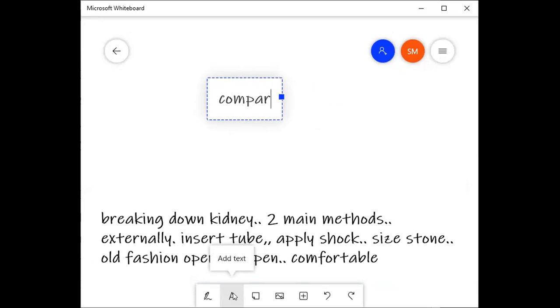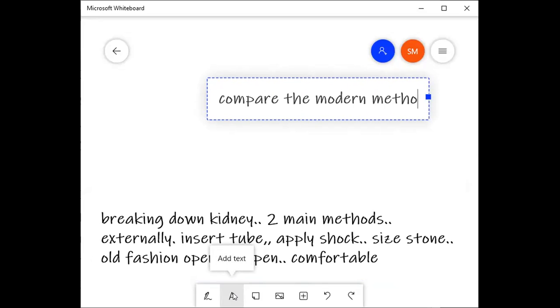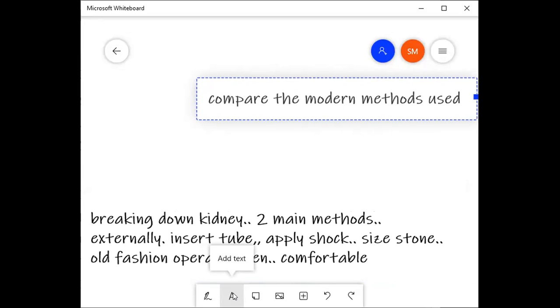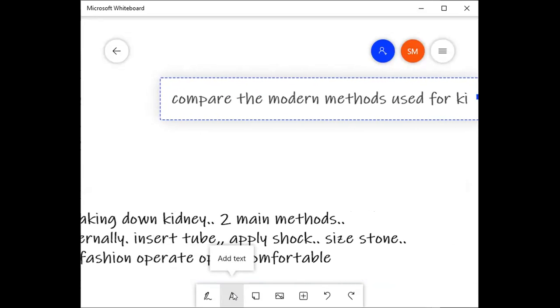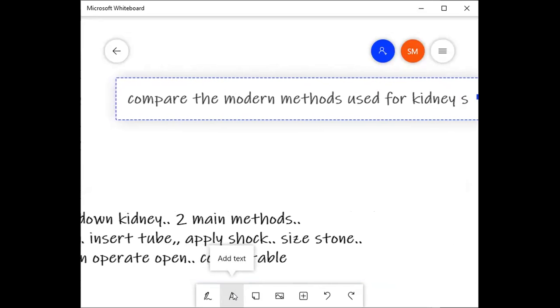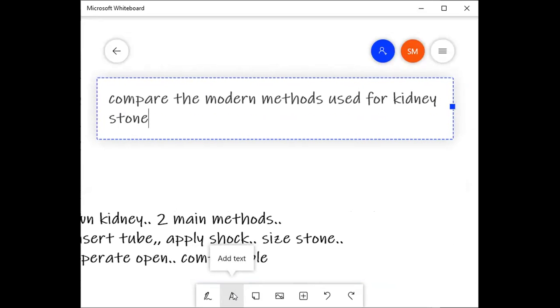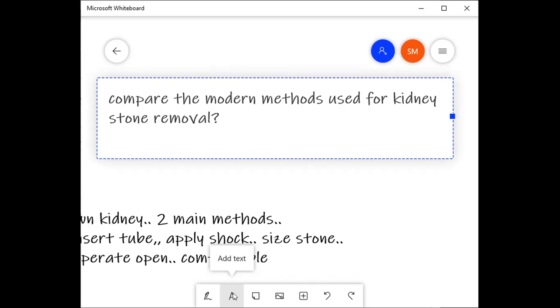Compare the modern methods used for kidney stone removal. ये क्वेश्चन भी आ सकता है आप लोगों का, ये क्वेश्चन भी आ सकता है.